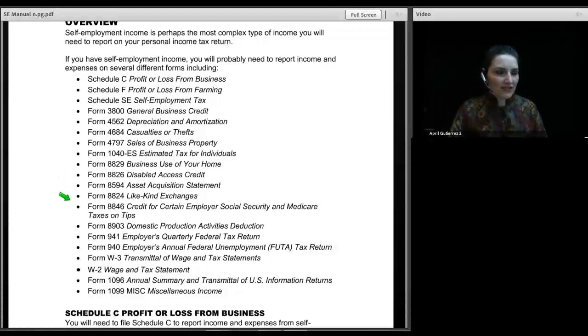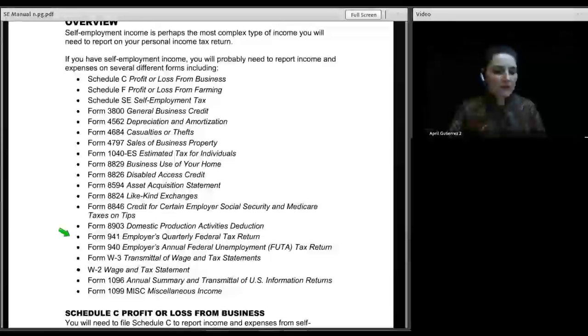We talked about that just earlier this week in our course on like-kind exchanges. Then we have Form 8846, Credit for Certain Employer Social Security and Medicare Tax on Tips. And then we have Form 8903, the Domestic Production Activities Deduction. We will talk about that today, who qualifies for it, how to fill that out.